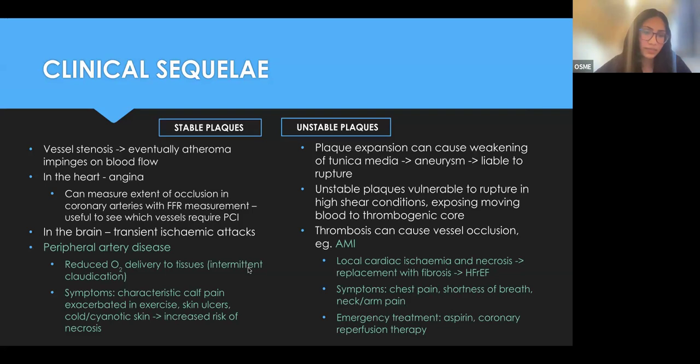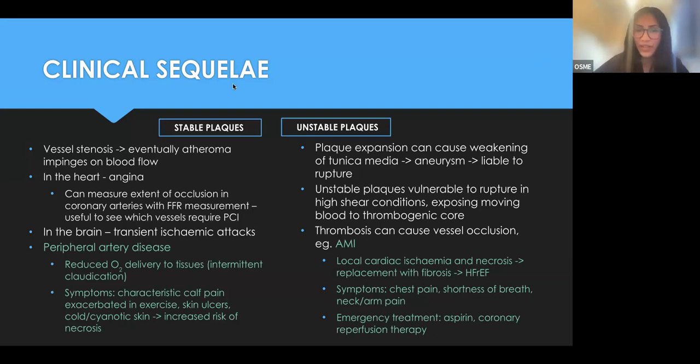Okay. Yeah, so again, if you have occlusion or impinging on blood flow in the brain or in branches of the carotid artery, this manifests as transient ischemic attacks. And finally, in the peripheral vasculature, you get peripheral artery disease. So the reduced flow will reduce delivery of oxygen to tissues. And this manifests as a calf pain that's exacerbated in exercise when the demand increases, skin ulcers, and also an increased risk of tissue necrosis.